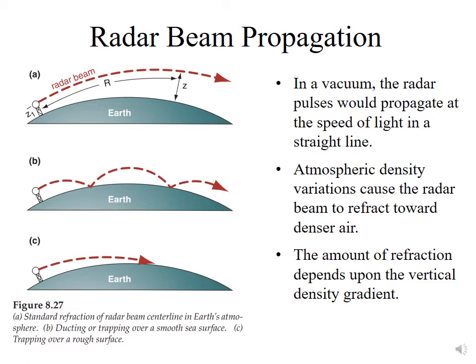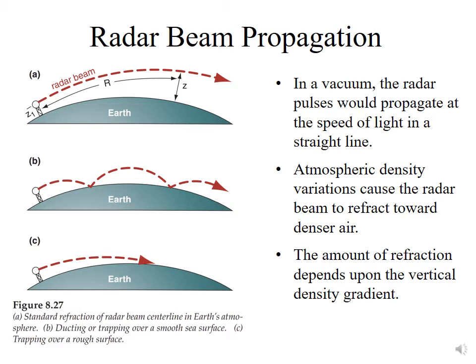As it turns out, because the density of the atmosphere decreases with height, it causes the radar beam to be refracted down towards the more dense air. The amount of that refraction depends upon the vertical density gradient. If you have a really strong vertical density gradient, you can refract that radar beam all the way down to the surface and it will hit the ground. That would be essentially an example of ducting or trapping, depending upon whether or not the surface is reflective or whether or not the surface is rough.